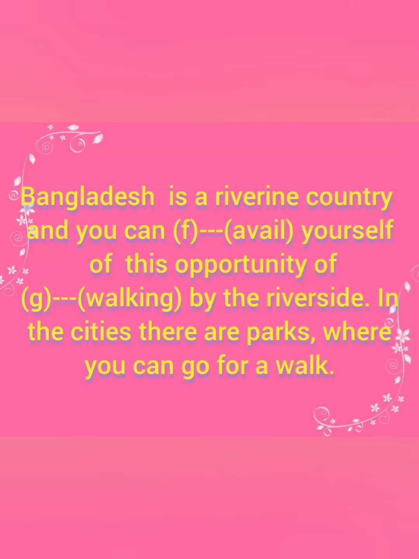Bangladesh is a riverine country and you can avail yourself of this opportunity of walking by the riverside. In the cities, there are parks where you can go for a walk. Here in number F, after modal auxiliary verb can, the verb is in present form. And in number G, after preposition, ing is added with the verb. That's why the verb is walking.